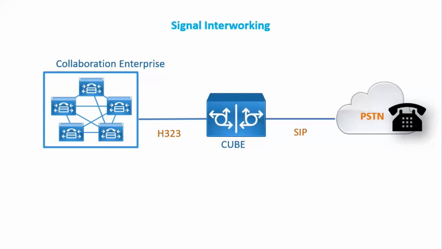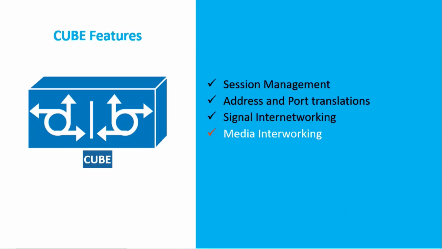Vice versa is also possible. Unified communication to the CUBE communication is happening over H.323, and then your CUBE router to the IP telephony service provider, the PSTN network, is talking over SIP. Anything and everything is possible. SIP to SIP, H.323 to SIP, SIP to H.323, everything is supported, and CUBE is capable of doing it all for you. The conversation that happens between end users, that's very important.